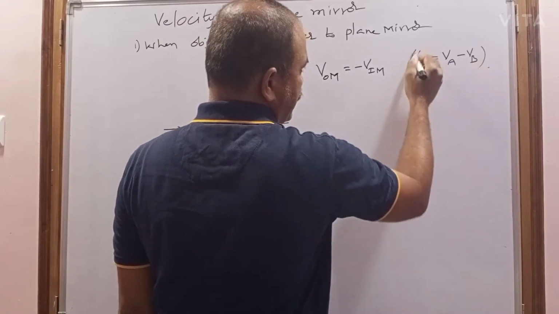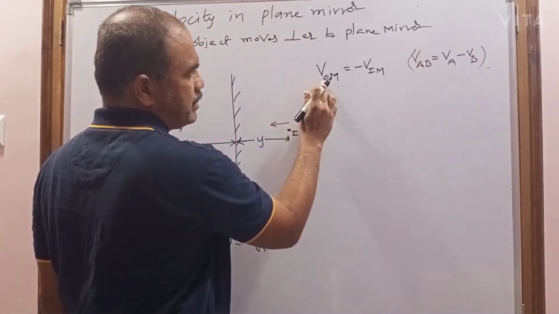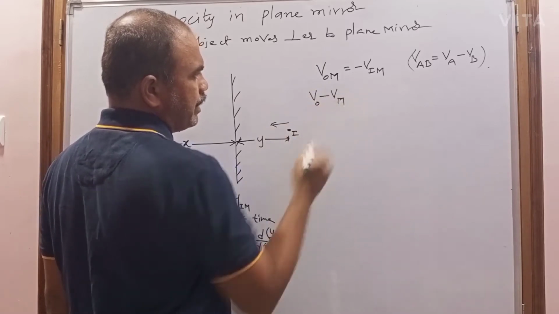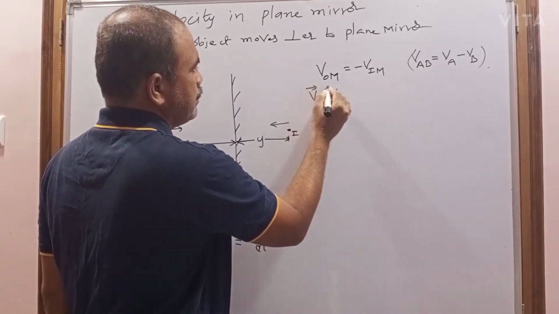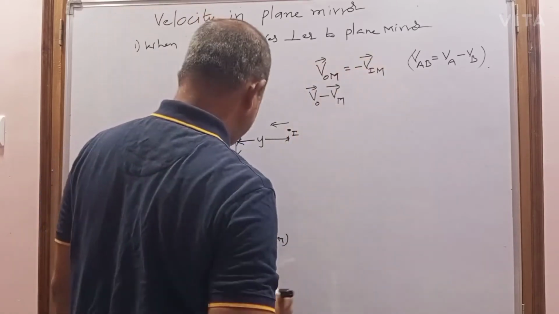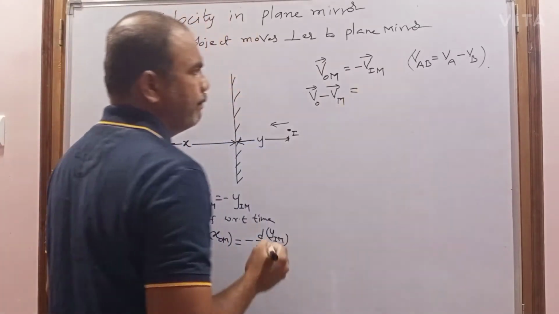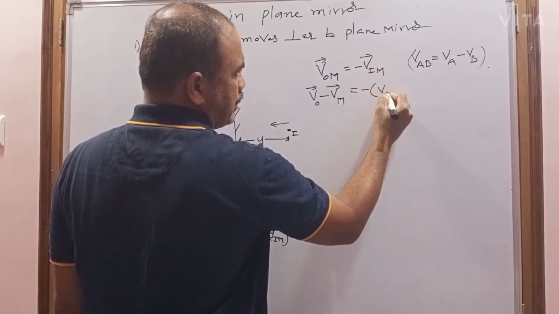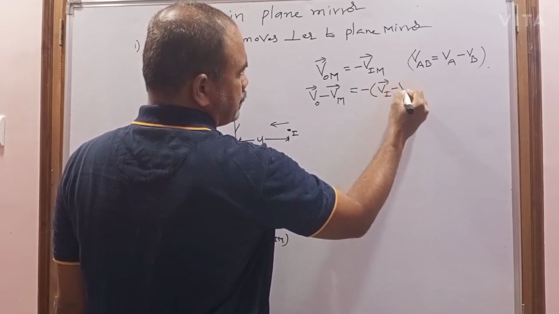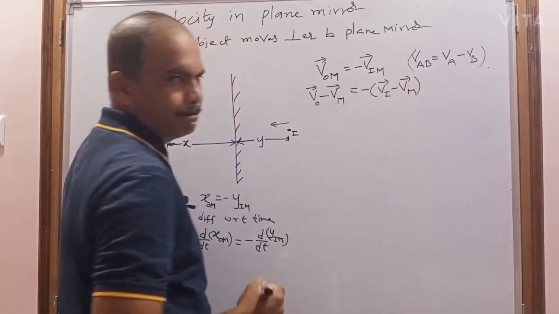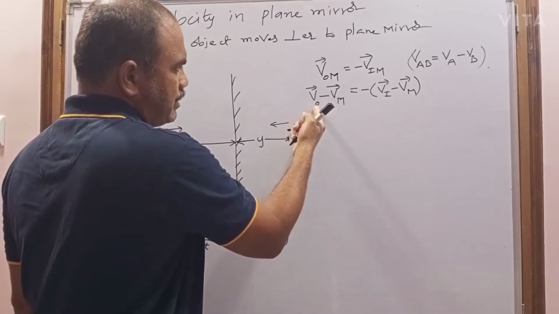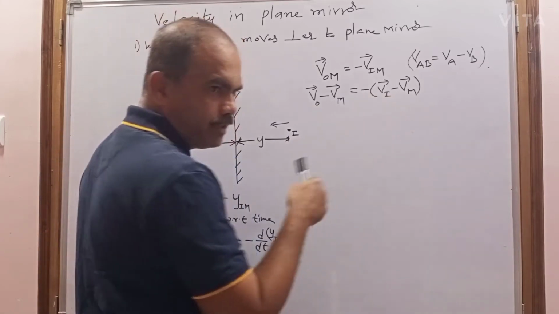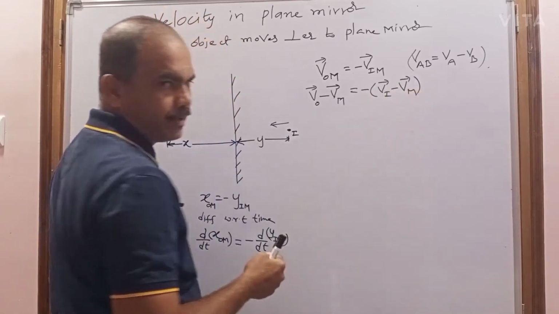Using this concept, the velocity of the object with respect to the mirror means the velocity of the object minus the velocity of the mirror. Velocity is a vector. So that's equal to minus the velocity of the image with respect to the mirror, which means the velocity of the image minus the velocity of the mirror. Here is the velocity of the object with respect to ground, and this is the velocity of the mirror with respect to ground. This is the velocity of the image with respect to ground.